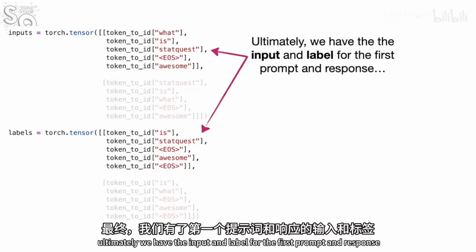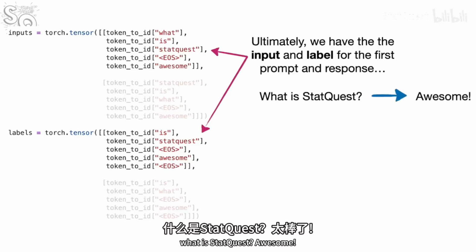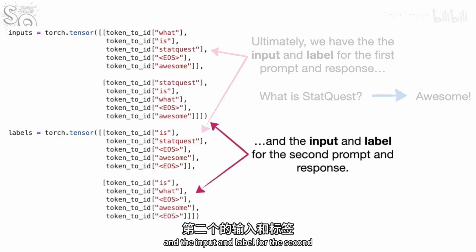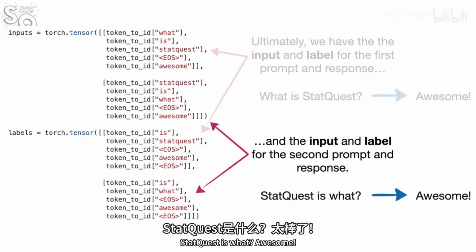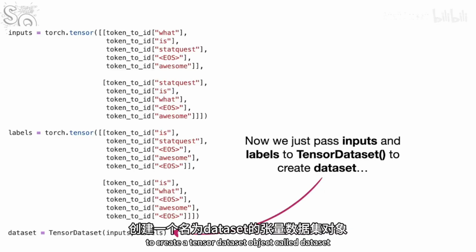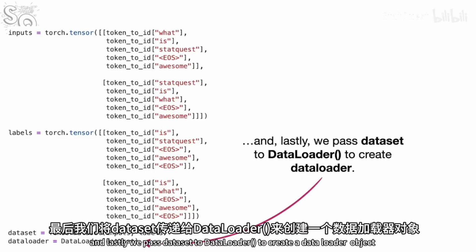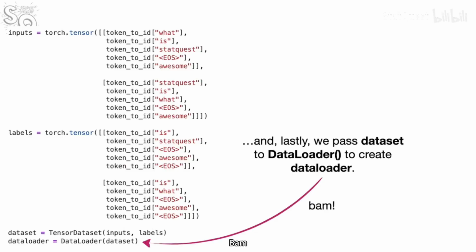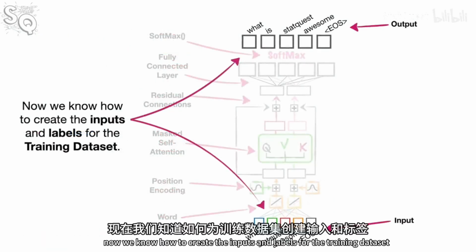Ultimately, we have the input and label for the first prompt and response, what is StatQuest? Awesome. And the input and label for the second prompt and response, StatQuest is what? Awesome. And now we just pass inputs and labels to TensorDataset to create a TensorDataset object called dataset. And lastly, we pass dataset to DataLoader to create a DataLoader object called dataloader. Bam! Now we know how to create the inputs and labels for the training dataset.